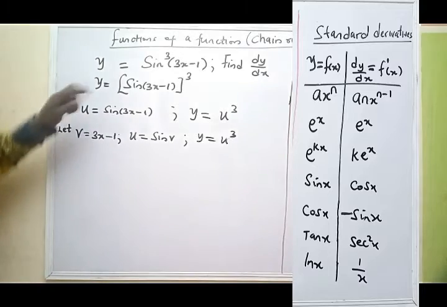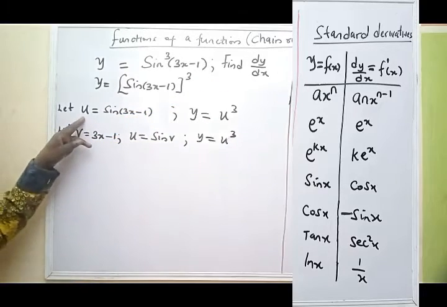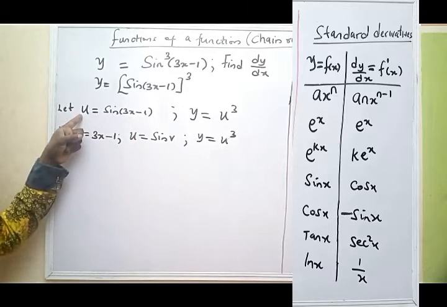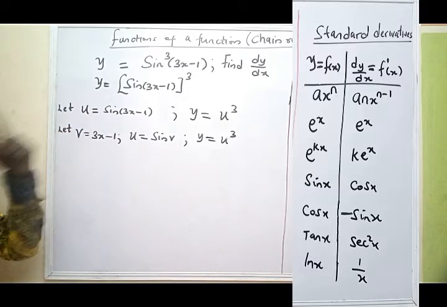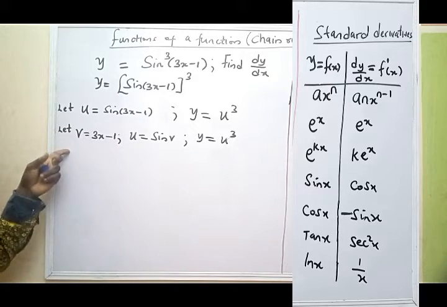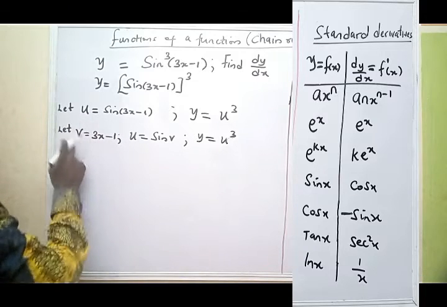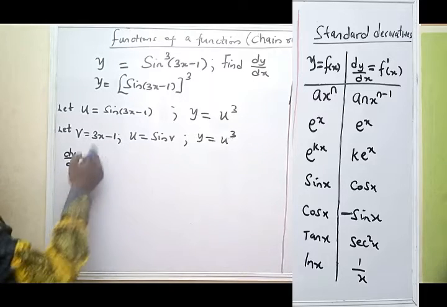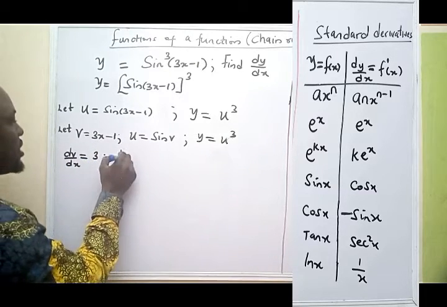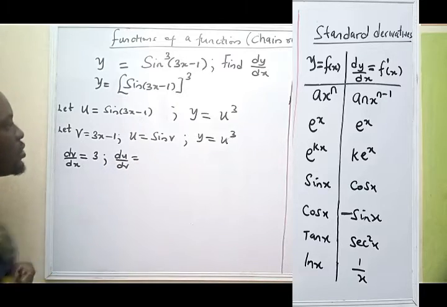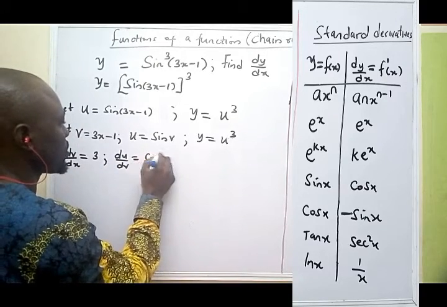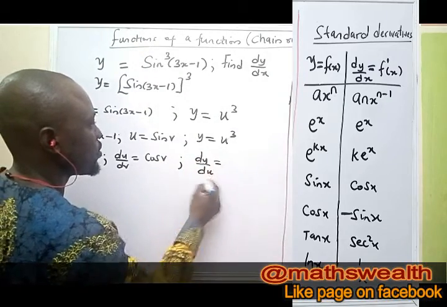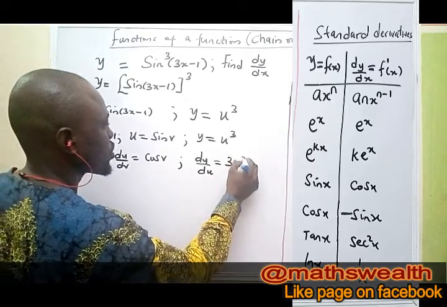Now, what I want to find is dy/dx. But here, I need to get du/dx. Do you understand that? I need to differentiate u with respect to x using the chain rule here. So I'll do this first. I'm going to find dv/dx. The dv/dx will be 3. Then du/dv will be cos v, and this is dy/du. The dy/du will be 3u squared.